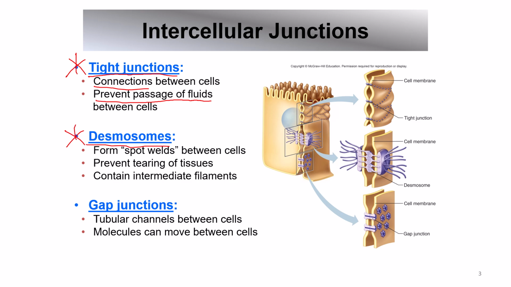Desmosomes, these form spot welds. Also, these are really more for preventing the cells from coming apart from each other. So this is really to prevent the tearing of tissues. Then the gap junctions, these are little gates between the cells. So they're tubular channels so that molecules, for example, nutrients, can move from one cell to another.